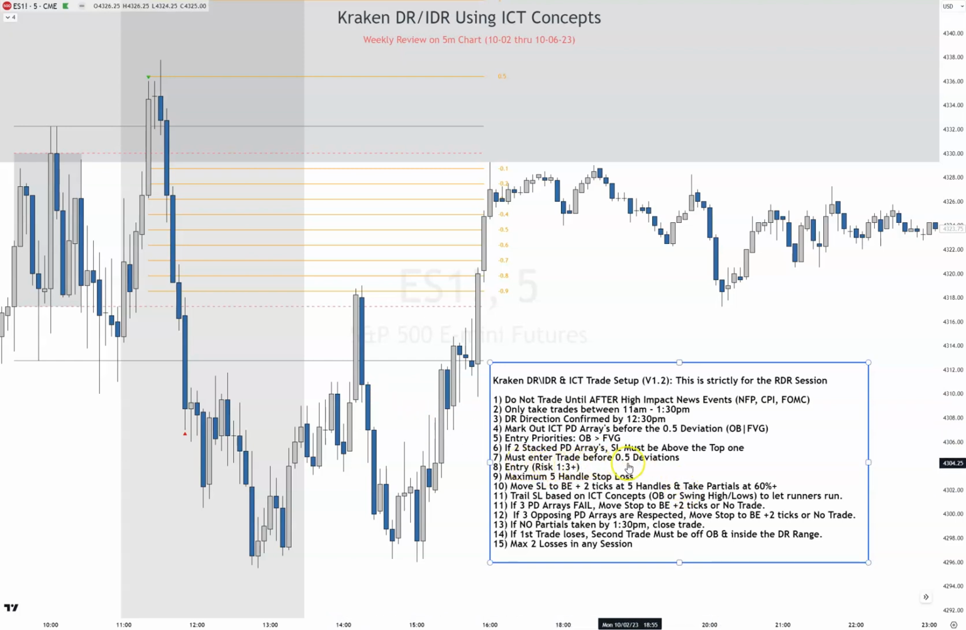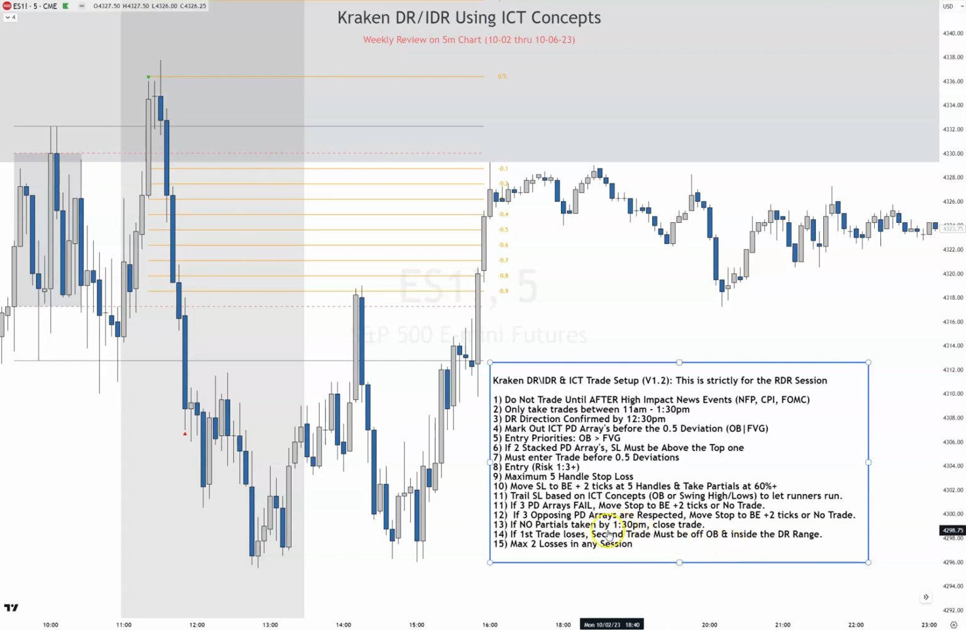Must enter trade before 0.5 deviation. Okay. Entry risk 1 to 3. Maximum 5 handle stop loss. Move stop loss to break even plus 2 ticks at 5 handles and take partials at 60%. Trail stop loss based on ICT Concepts, order block over swing highs and lows, to let runners run. If 3 PD arrays fail, move stop to break even plus 2 ticks or no trade. If 3 opposing PD arrays are respected, move stop to break even plus 2 ticks or no trade.